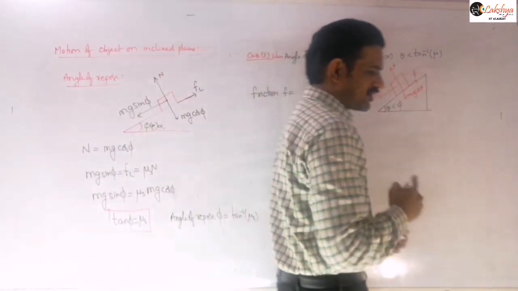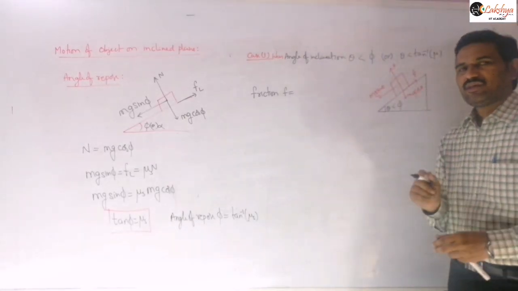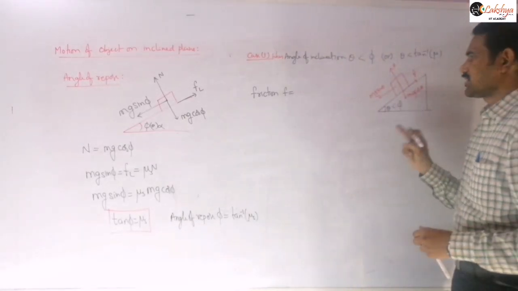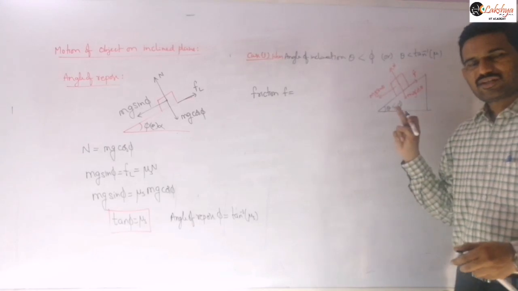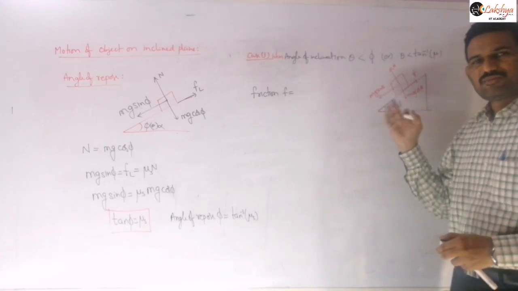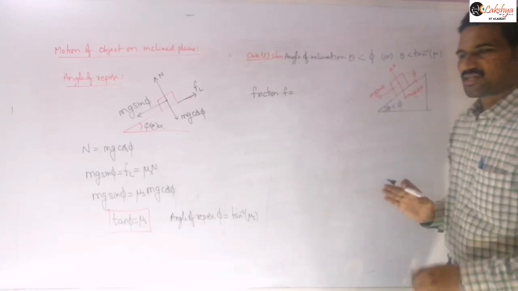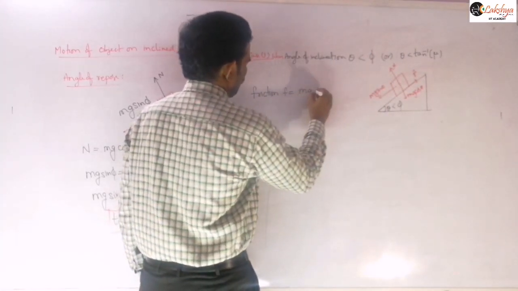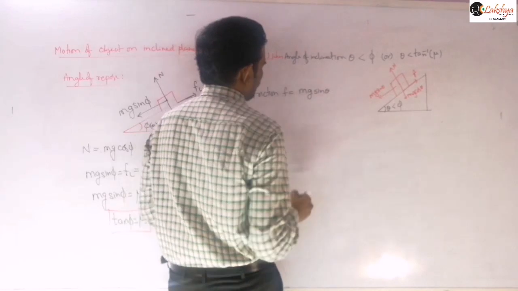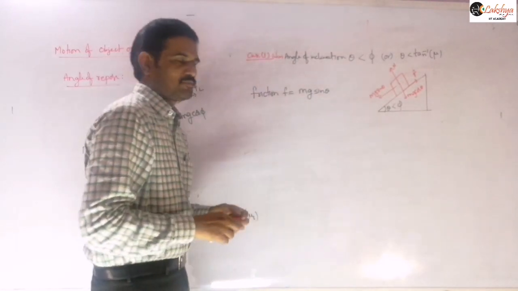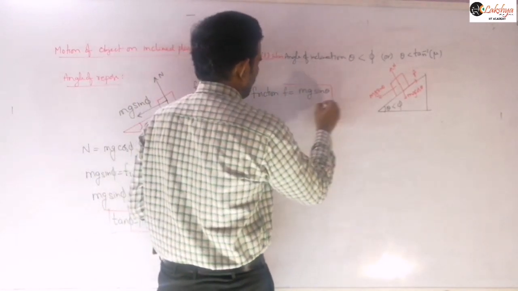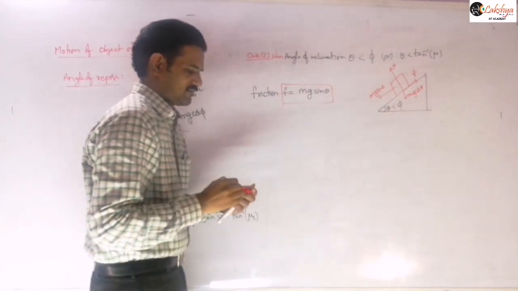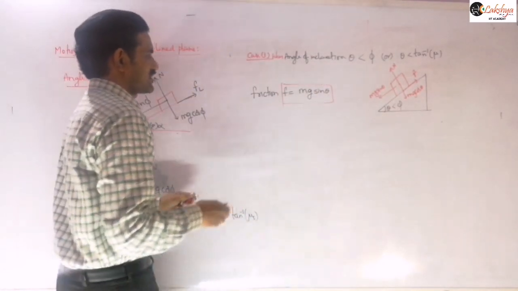Here the important thing is about this friction. You can't write it as mu N here, because limiting friction is not required here, just static friction is required. So F is equal to mg sin theta. That means this is the frictional force in this case when the block remains at rest, right? And next, let us write case 2.